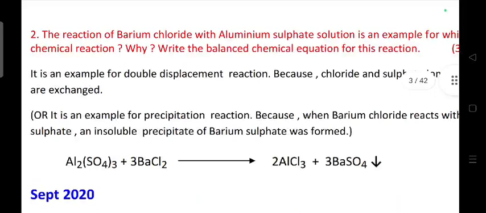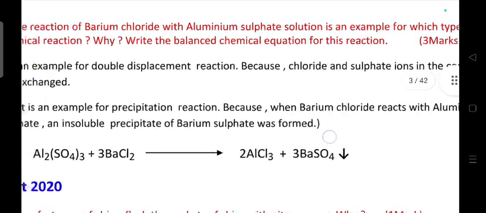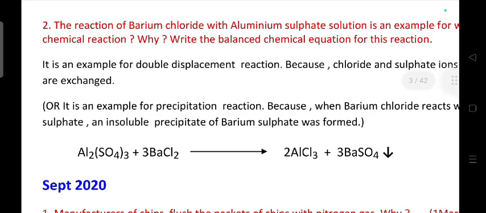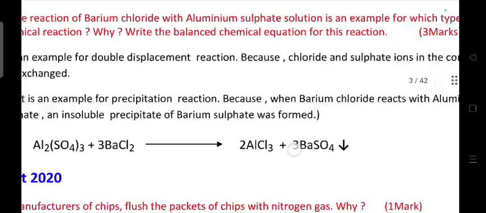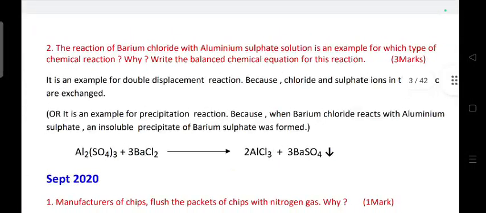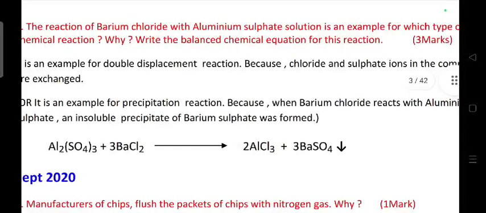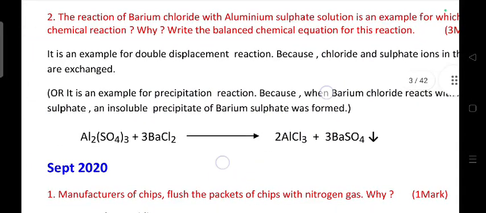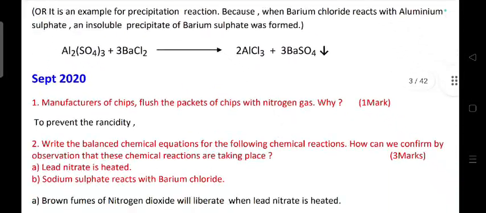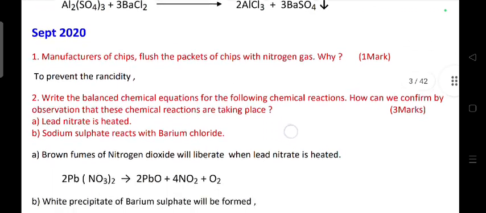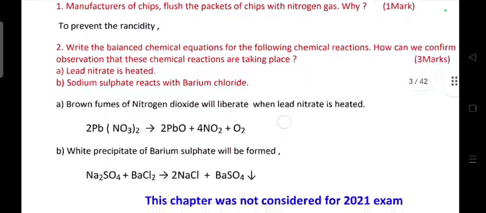The question is: the reaction of barium chloride with aluminum sulfate solution is an example of which type of chemical reaction? Why? Write the balanced chemical equation for this reaction. So this is the answer and the reaction. Next come to September 2020. Choose the correct answer, 1 mark and 3 marks for this question.